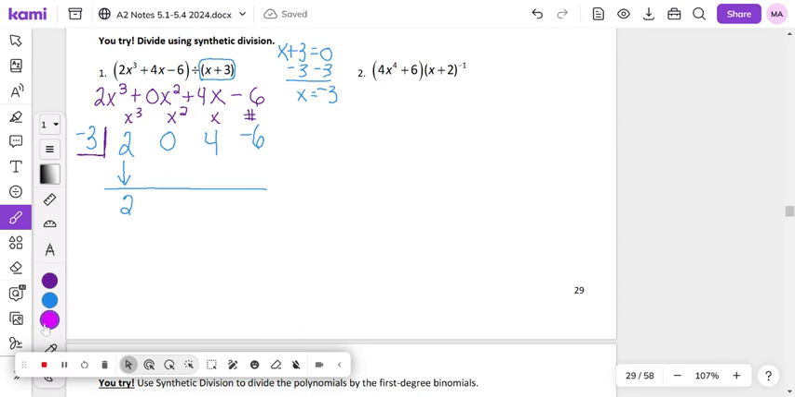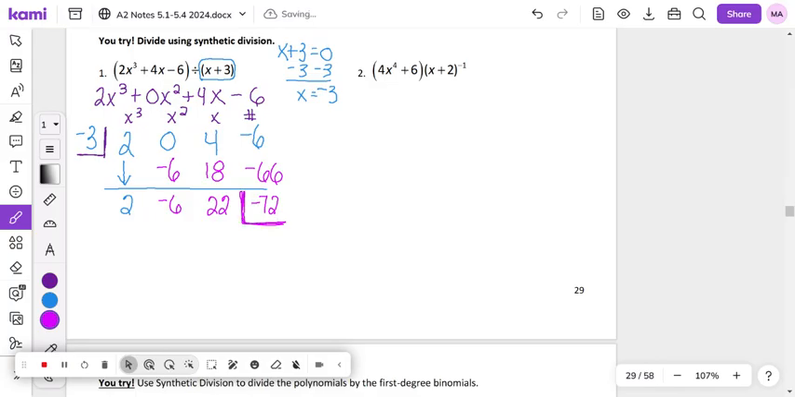All right, let's see how you did. So, negative 3 times 2, you should have gotten negative 6 here. Add down, negative 6. Negative 3 multiplied with negative 6 gives us 18. Add down, we get 22. Negative 3 times 22 gives us negative 66. Add down, we get negative 72 for our remainder. That number is always going to be the remainder.